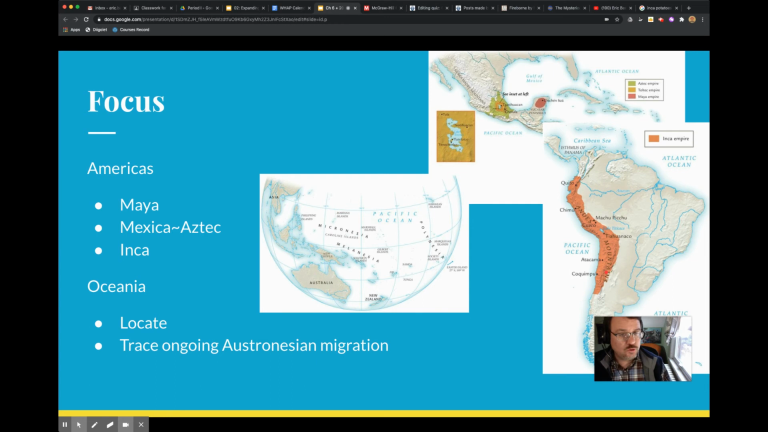Oceania is also covered in the chapter, and that's the area in the Pacific Ocean, including Australia and New Zealand. There is a lot of great history there that I encourage you to check out. Or if you miss it, pour one out for Moana, I guess. The ongoing Austronesian migration throughout the Pacific Islands is one of the main topics here in chapter 20, and the effects of that.